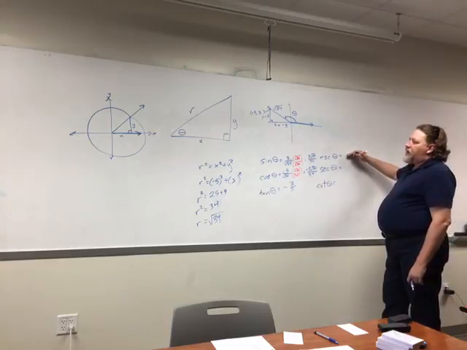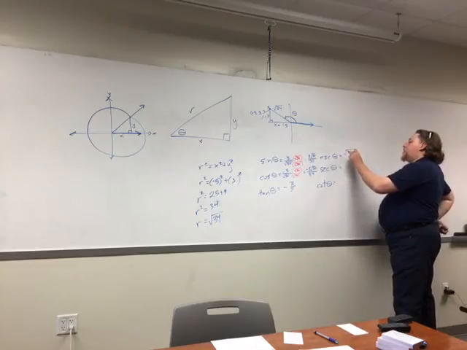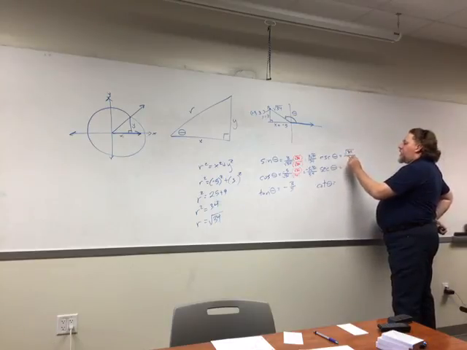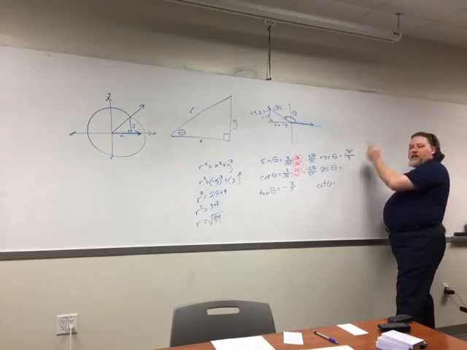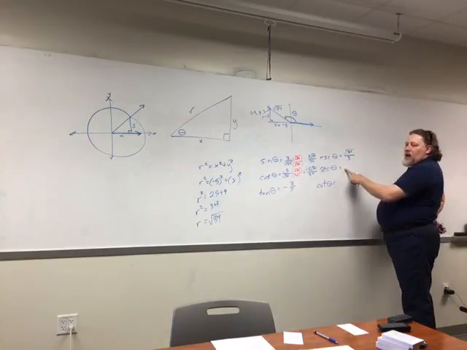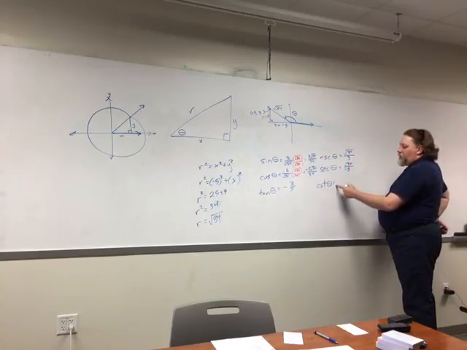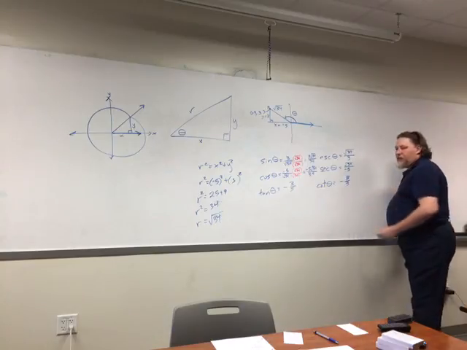Cosecant, I need radius over y. So my radius is square root 34 over y is 3. And now the root is in the top, no problem there. For secant, I need radius over x. So square root 34 is my radius over x is -5. And for cotangent, I need x over y, -5/3.